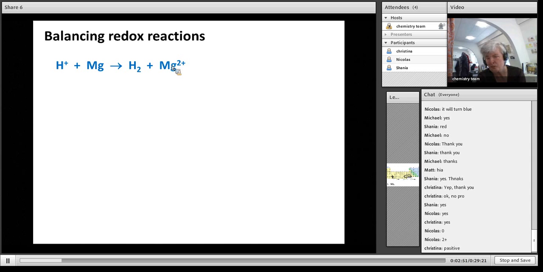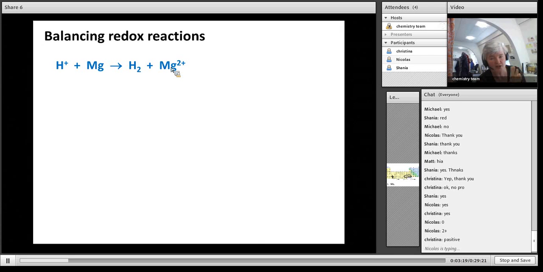If it's become more positive, it's lost electrons, because remember, electrons are negative. So if I'm losing negatives, I become more positive. So has magnesium been oxidized, or has it been reduced? Think of OIL RIG. Oxidation is loss of electrons. Reduction is gain of electrons. So magnesium metal has lost electrons, so it's been oxidized. Correct. Okay, it's been oxidized.